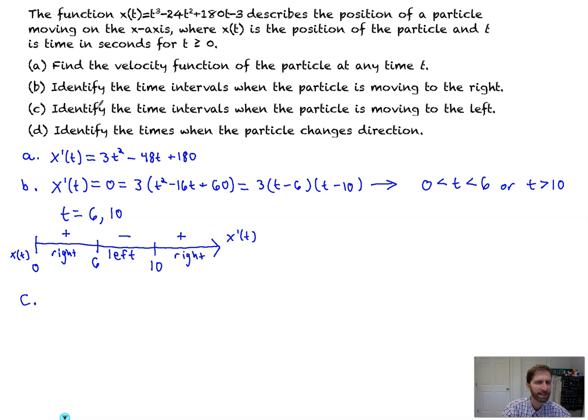All right, letter C says identify the time intervals when the particle is moving to the left. Okay, here's the formal justification in case you need it. A particle is moving to the left when the velocity, x prime of t, is less than 0. And this occurs, now we already have that here, between 6 and 10. That's it.